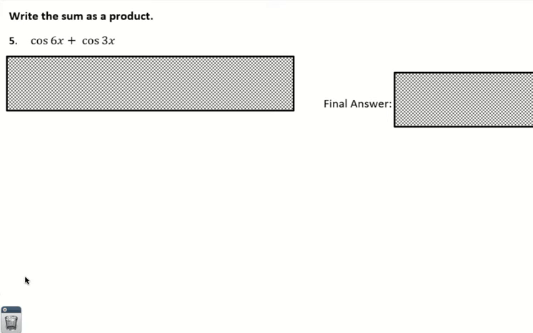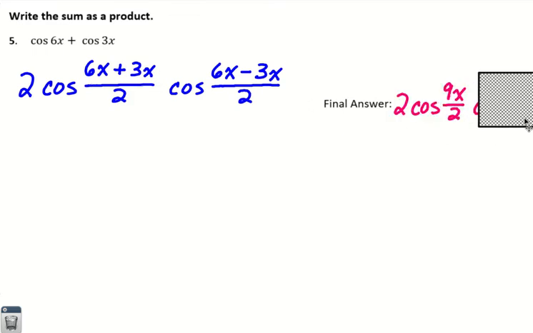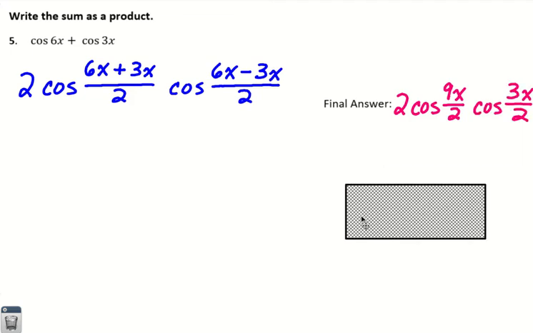Number 5, write the sum as a product. I wonder what type of formula you're going to use. I actually don't. The directions are just giving it away. Sum as a product, write the sum as a product. I think you're going to use one of the sum to product formulas. And your first angle x is 6x. Your second angle y is going to be 3x. And so this all gets thrown in here, but the only thing left to do for your final answer is 6x plus 3x is 9x, and 6x minus 3x is 3x.